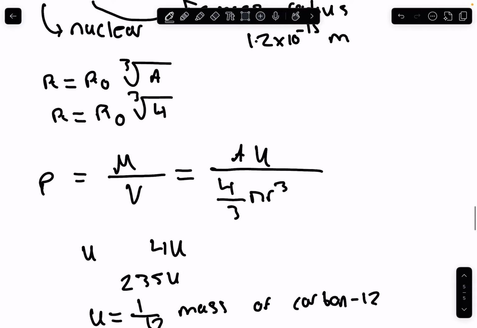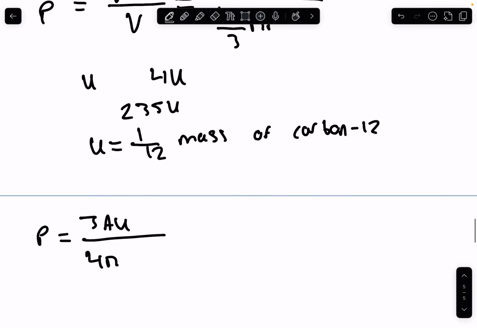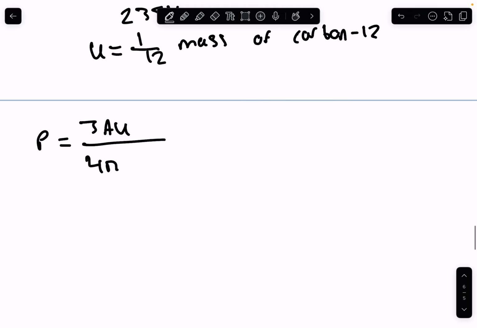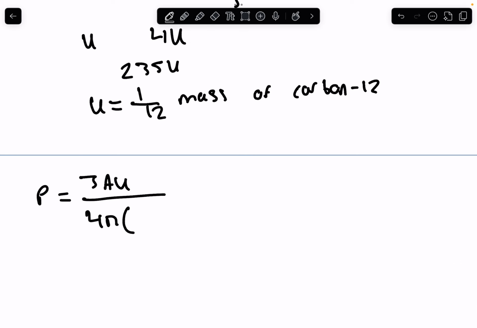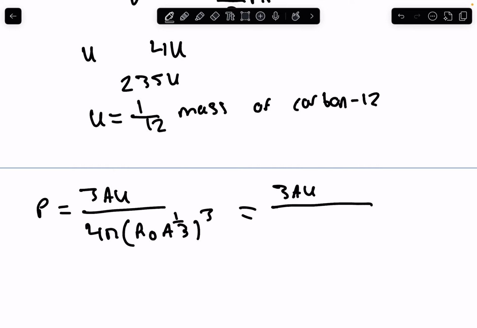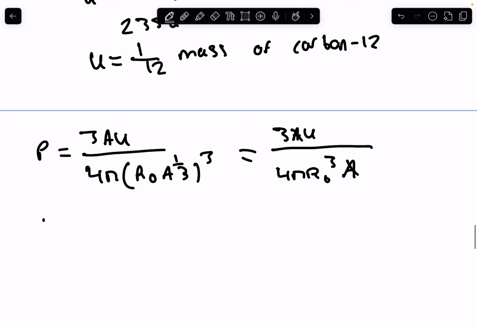Well, we know that the radius here is given by r equals r node A to the 1 over 3. So let's just substitute it here. r node A to the 1 over 3, cubed. Well, that would give 3Au over 4 pi r node cubed, and the cubic root of A, cubed, is A. So A is cancelled out. Density becomes 3u over 4 pi r node cubed.